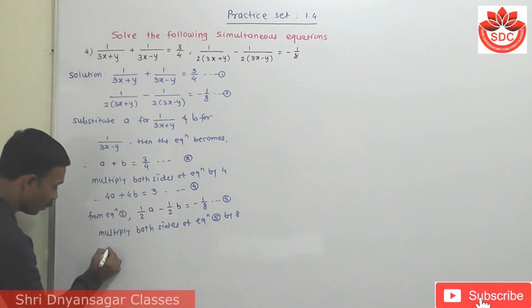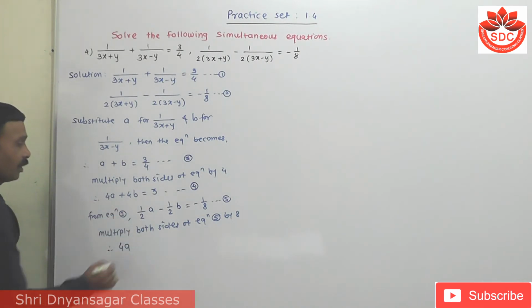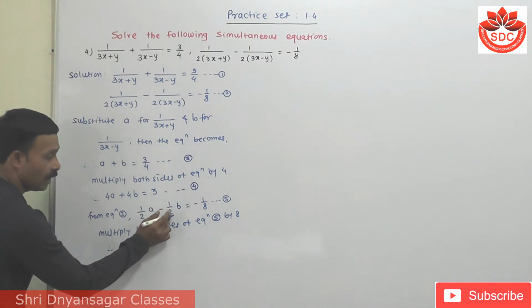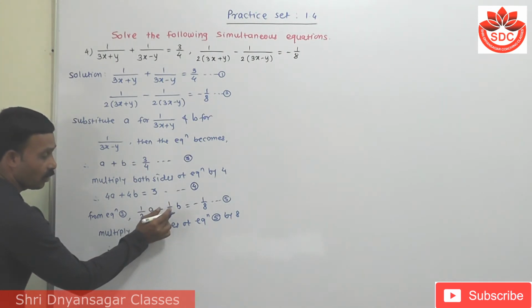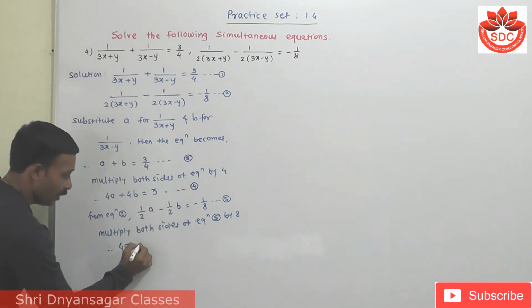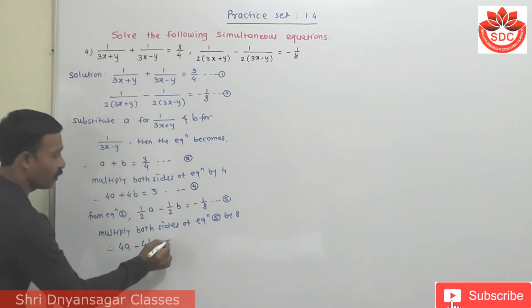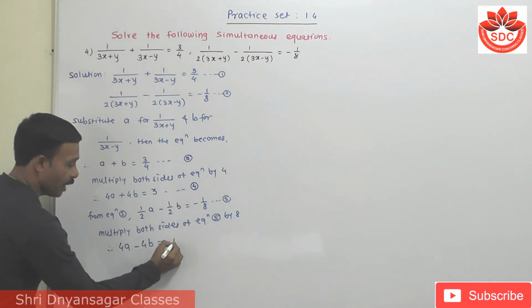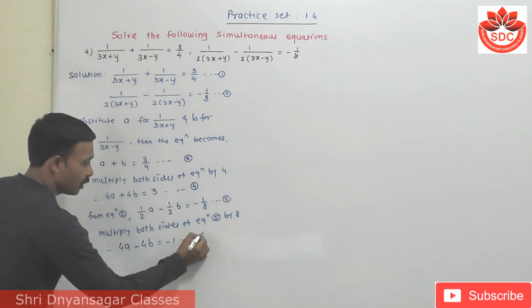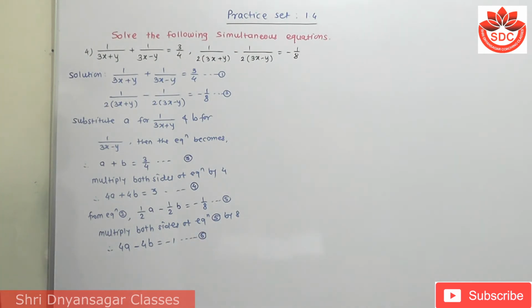So that this value becomes 4a minus 8 into 1 upon 2, divided, what do we get? 4b is equal to -1, this 8 gets cancelled. This is equation number 6. Now students, we solve equation number 4 and 6.